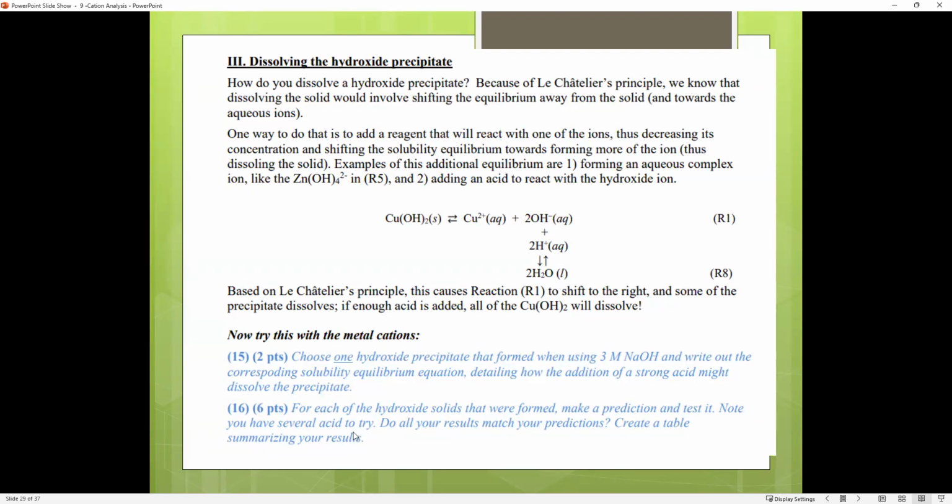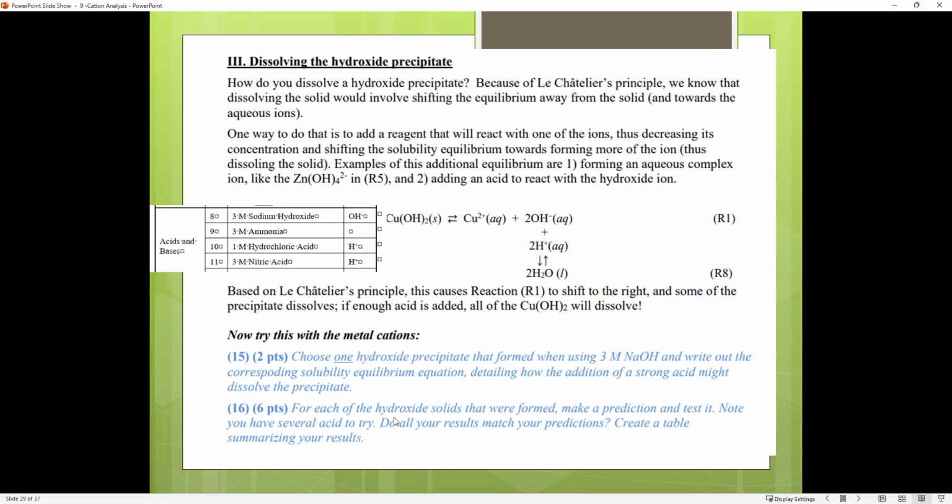And then you're going to test it with the two acids. So you have HCl and nitric acid. You know how many drops of 3 molar sodium hydroxide you added. You just want to add enough to compensate. All right, so the same volume of nitric or 3 times the volume of hydrochloric.